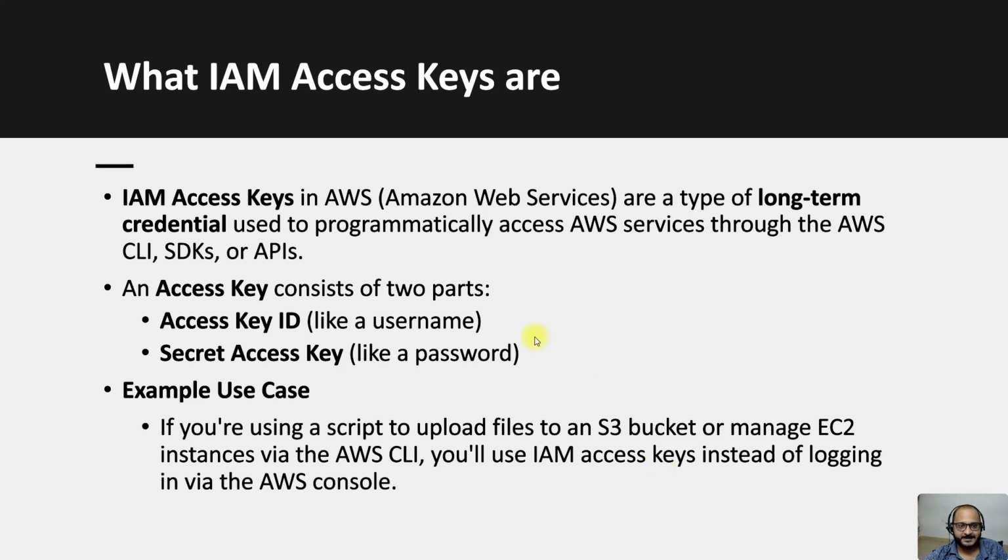So basically an access key consists of two parts: access key ID and secret access key. The access key ID is like a username and the secret access key is the password. With the help of these two combinations, we can access AWS resources from our local system as well, or if you want, we can integrate them in our software or in our application code base as well.